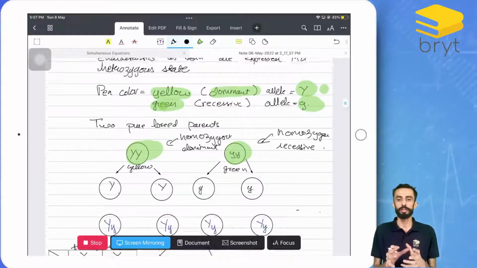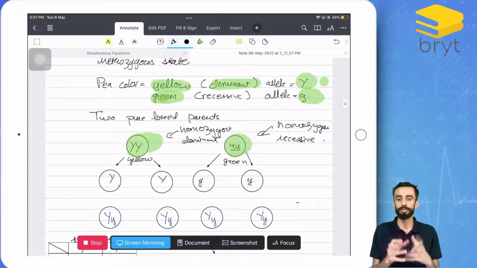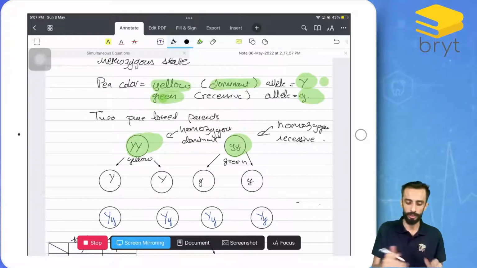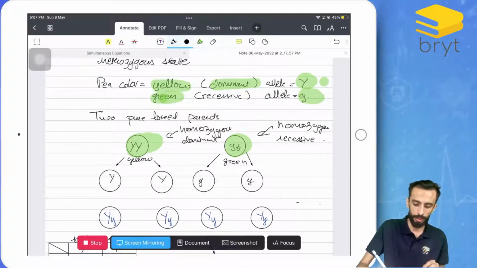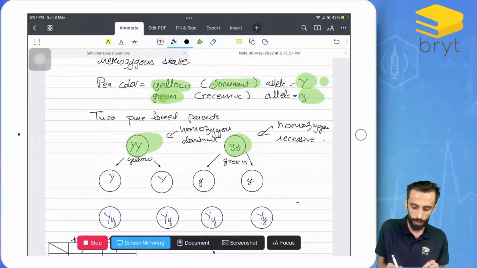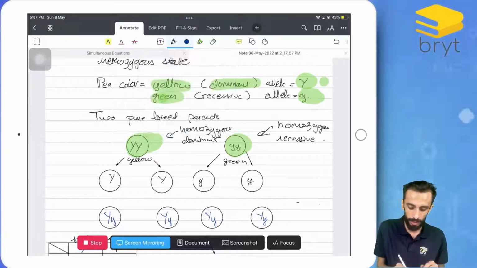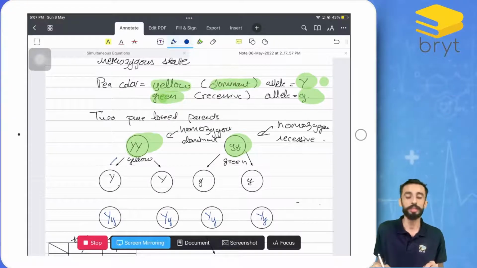So now we talked about how these organisms will form gametes. When they form gametes, they will get one copy of each allele. So in this case, you can see here how the two capital Y's get divided into two gametes. This is one gamete and this is another gamete.